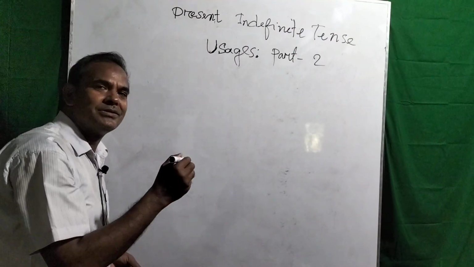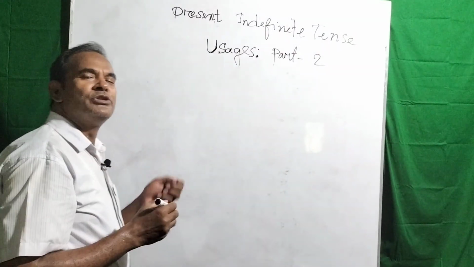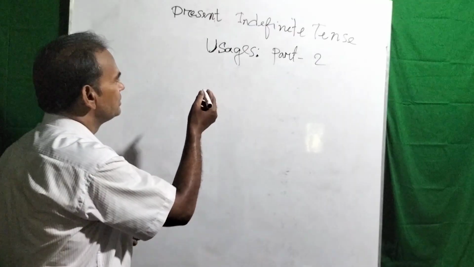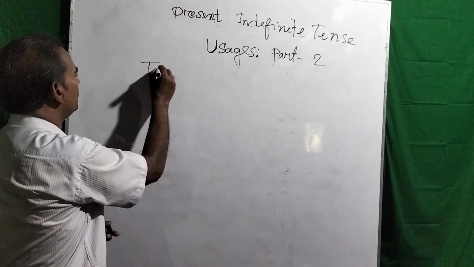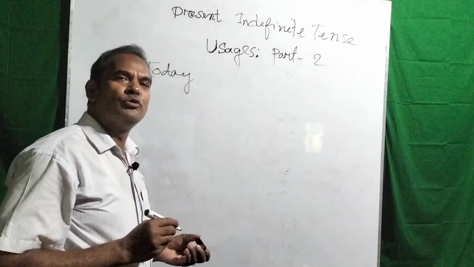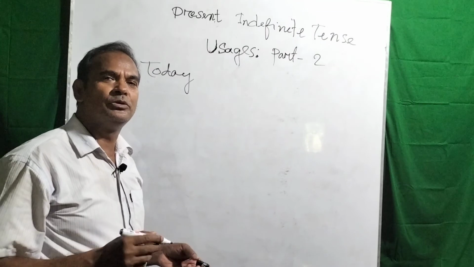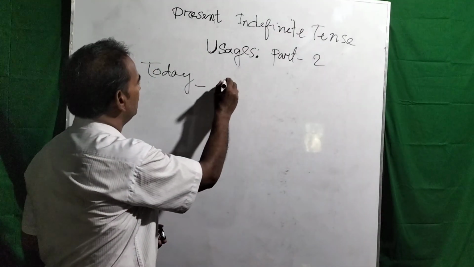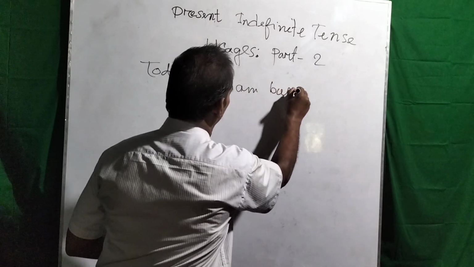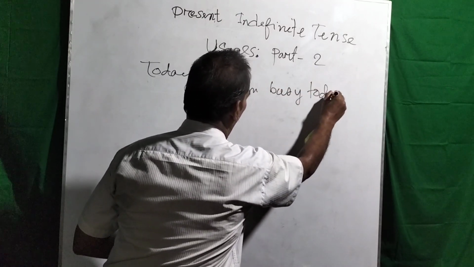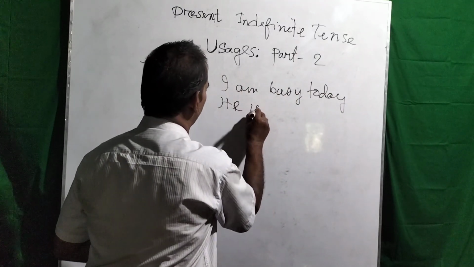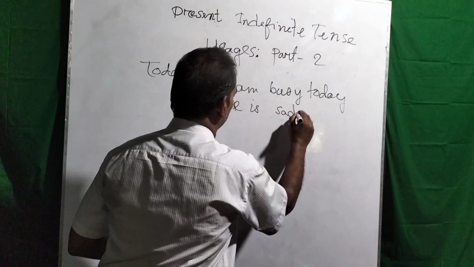We use present indefinite tense with some words. Suppose today. If I like to use present indefinite tense with today, I have to use verb to be. Okay. Today I am busy today. I am busy today. He is sad now.